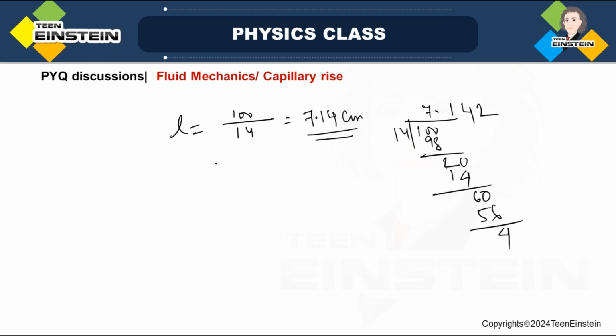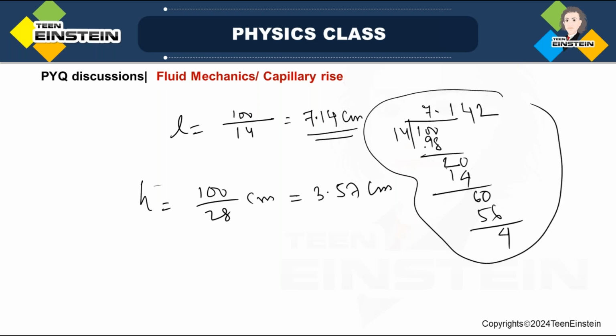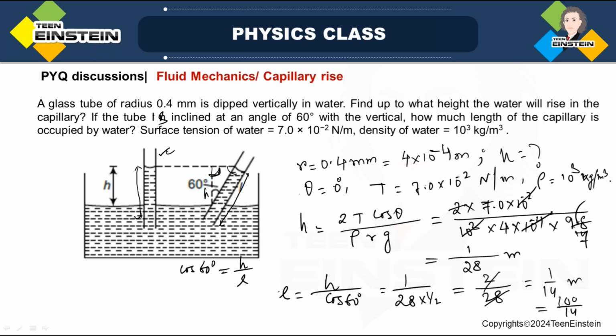And if you want to find out what is H, this is 1 over 28 meter. So 100 by 28 in centimeter. So this will be actually nearly 3.57 centimeter. So these are the parameters we had to find out in the given problem, right?